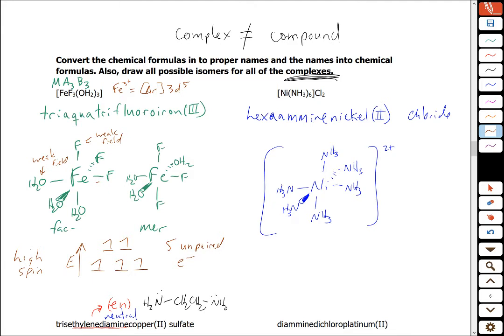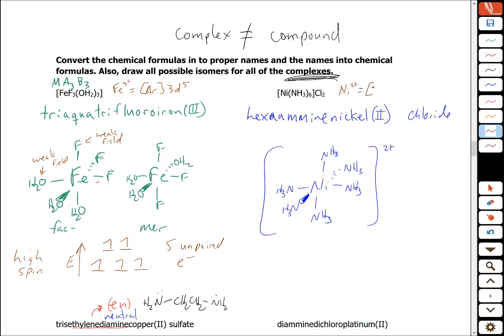Okay, so remember, on the exam in a little less than 2 weeks, I'm going to give you a chemical formula. I'm going to ask you to name the complex using standard nomenclature. I'm going to ask you to draw the complex and all possible isomers, and I'm going to ask you how many unpaired electrons are in the complex. So in this triaqua trifluoro iron 3, we have 5 unpaired electrons because the ligands are weak field, and that gives us a high spin d5 complex. Okay. If we look at nickel, this is nickel 2.